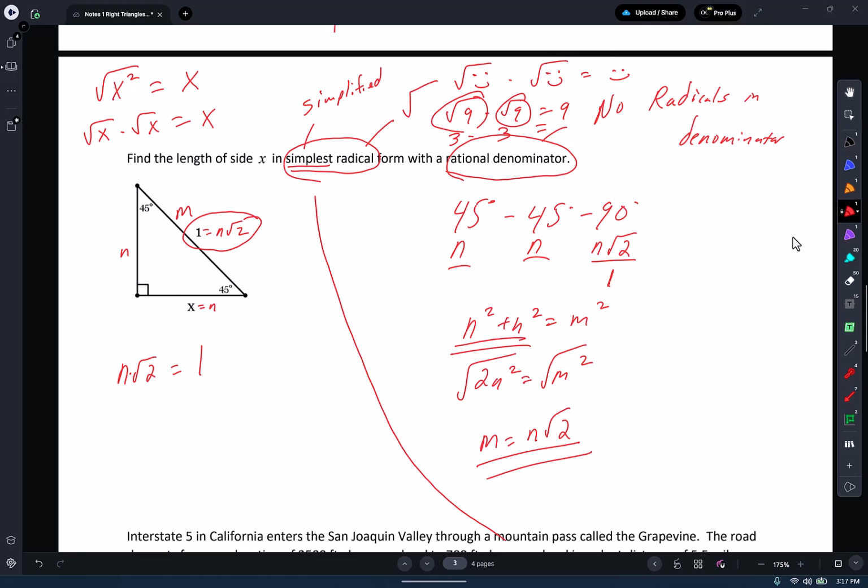So here I go, I'm going to take my little blue color. I'm going to divide by the square root of 2, divide by the square root of 2. So here's my answer: n equals 1 over the square root of 2. And x equals n, so I can say x equals 1 over the square root of 2, because x and n are the same thing.